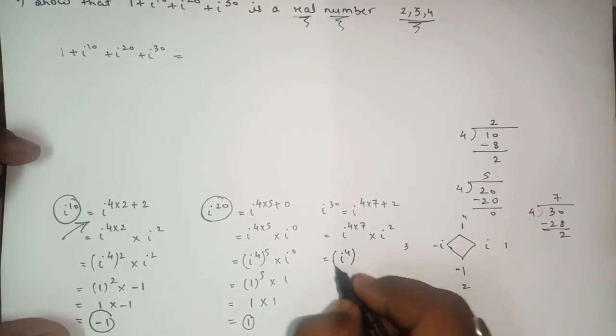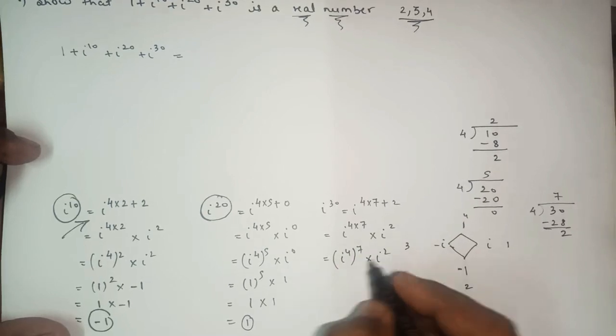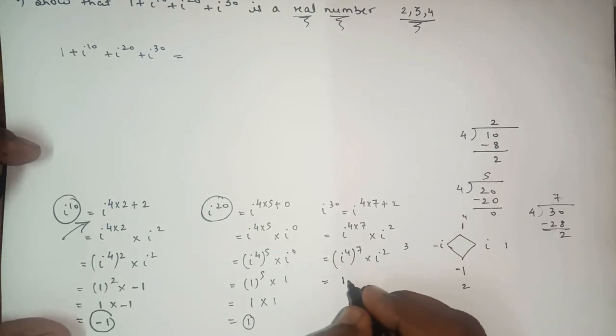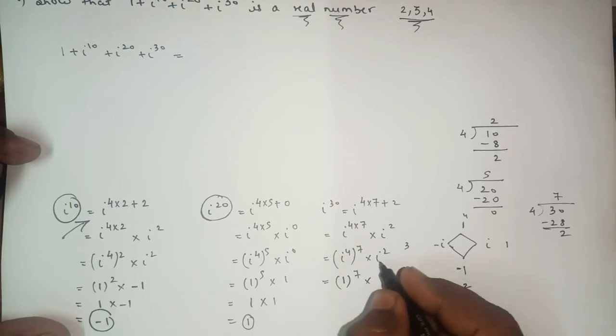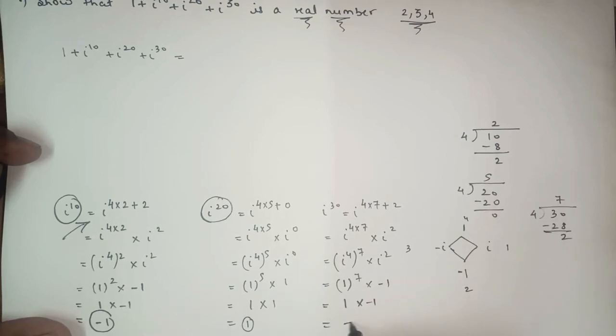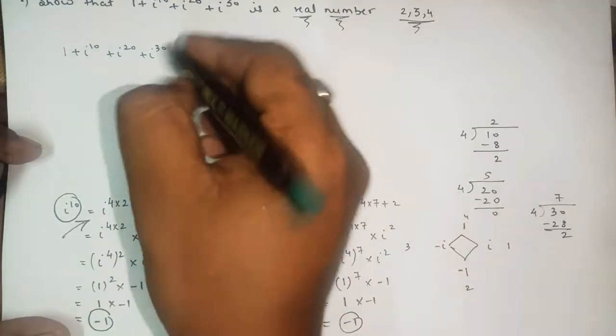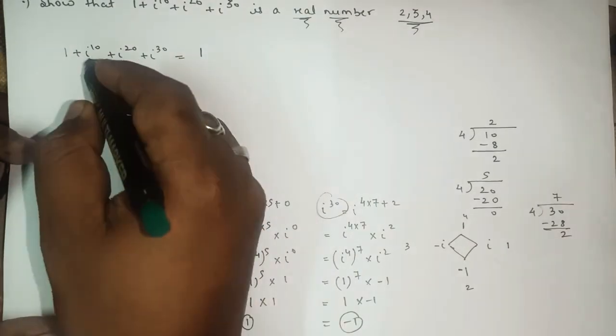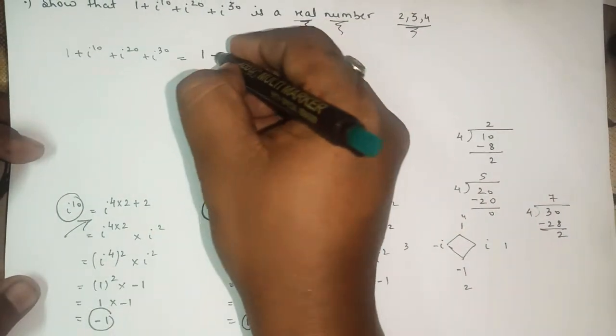i raised to 4 the whole raised to 7 into i square. i raised to 4 is what? 1. 1 raised to 7 into i square is what? Minus 1. 1 raised to 7 is 1 into minus 1. So here we got minus 1. So simply you have to substitute the value now. i raised to 10 is what? Here we got minus 1.